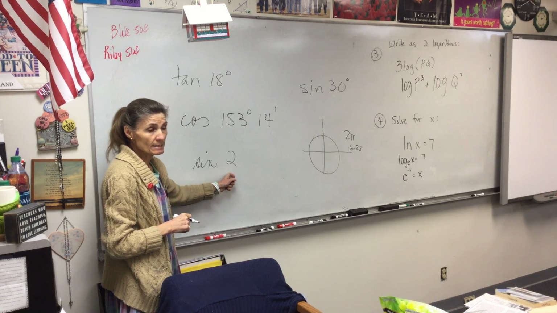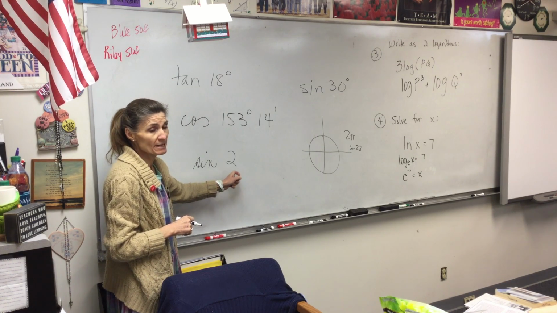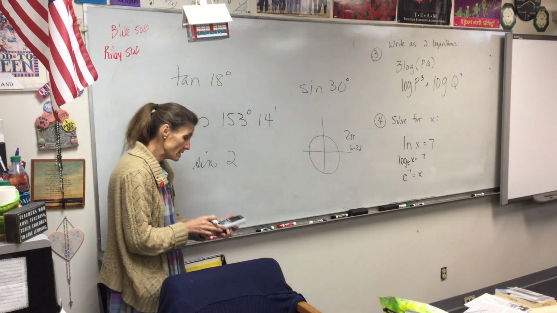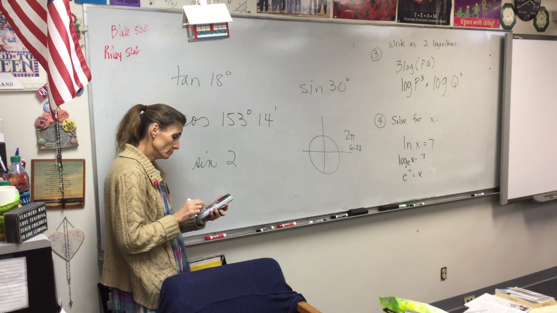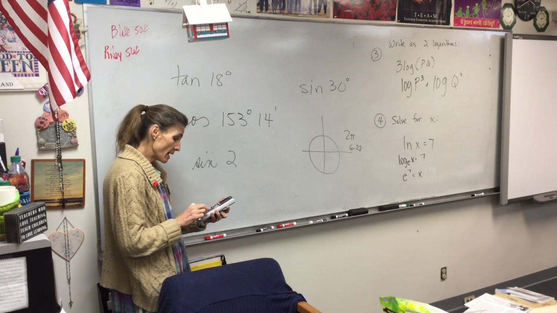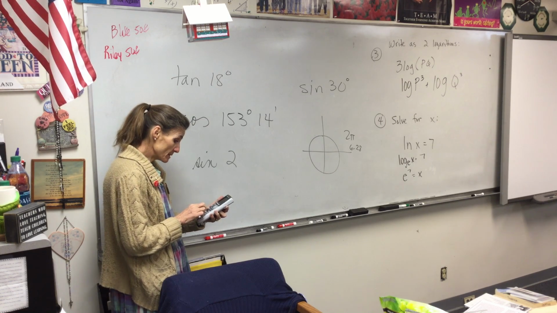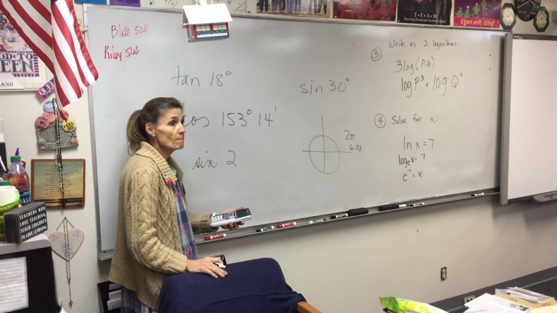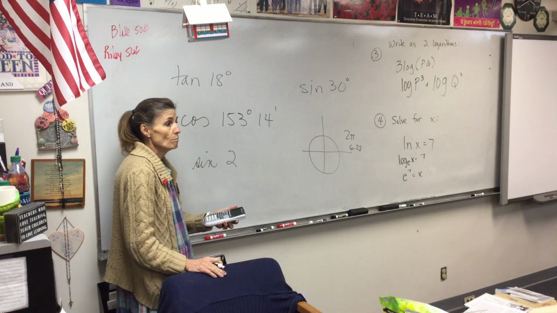Here, it isn't marked. It isn't marked on purpose. That's a radian measure. So we need to put our calculator in radians. Everybody knows how to do that. And then we type sine 2. 0.909. Good. Put that.